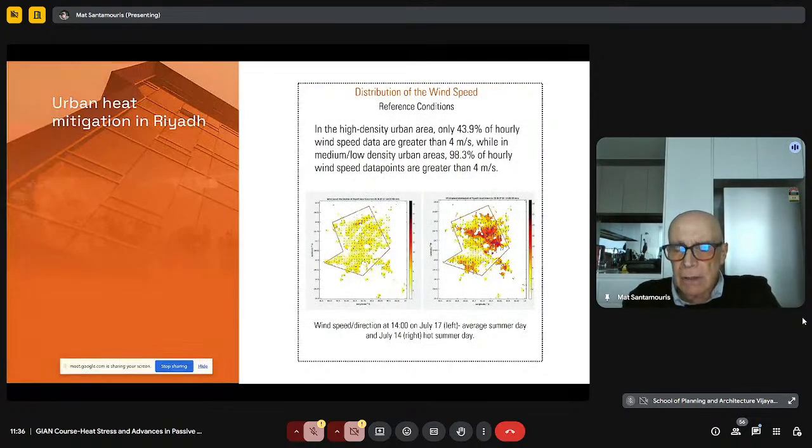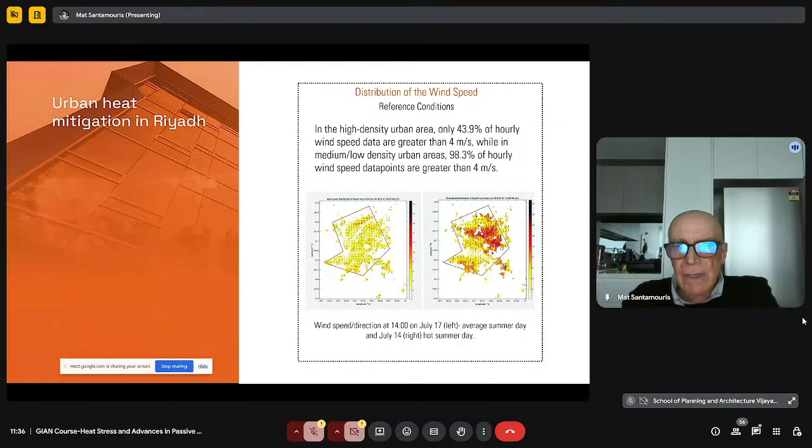Is it enough to know the surface temperature and the ambient temperature? No. One of the major climatic parameters that define the efficiency of heat mitigation technologies has to do with wind speed, with the distribution of the wind speed at the city scale. So we created a mapping using simulation techniques, showing the hourly wind speed in each of the grids.